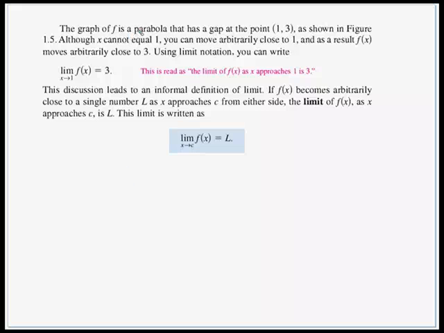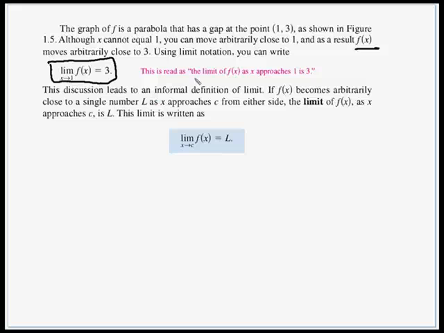So the graph of f is a parabola that has a gap at that point (1, 3), as shown in the figure on the previous slide. Although x cannot equal 1, we can move arbitrarily close to 1. We can get infinitely close to x equals 1. And as a result, f(x), our output, moves arbitrarily close to 3. Using our limit notation, we can write it like this. I just showed you that on the last slide. And how we read that in English is written here in red: the limit of f(x) as x approaches 1 is equal to 3.